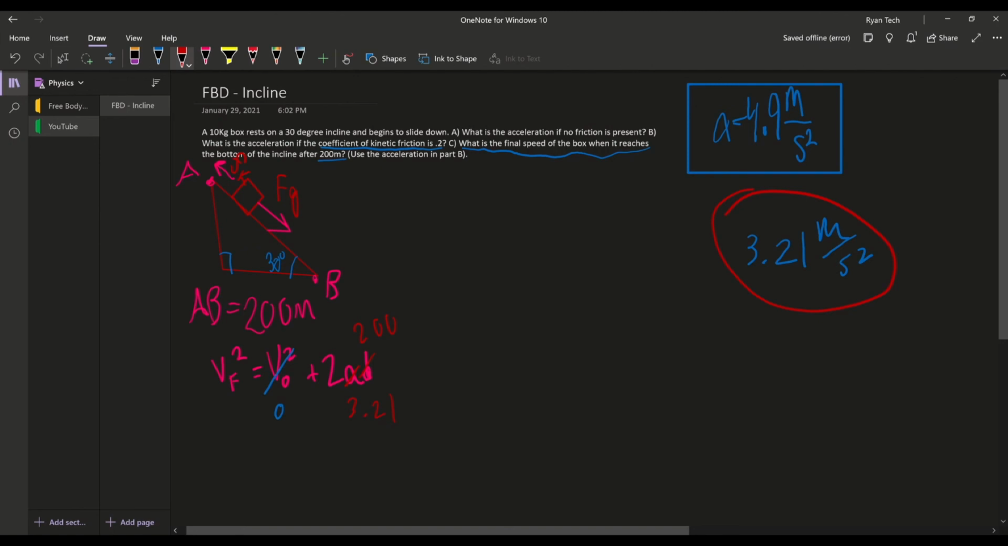That's 642, and then we're going to have to times it by 2. That's going to be 1,284. Then we're going to take the square root of that, and we have our answer. So our answer is going to be V final is equal to 35.83 meters per second.